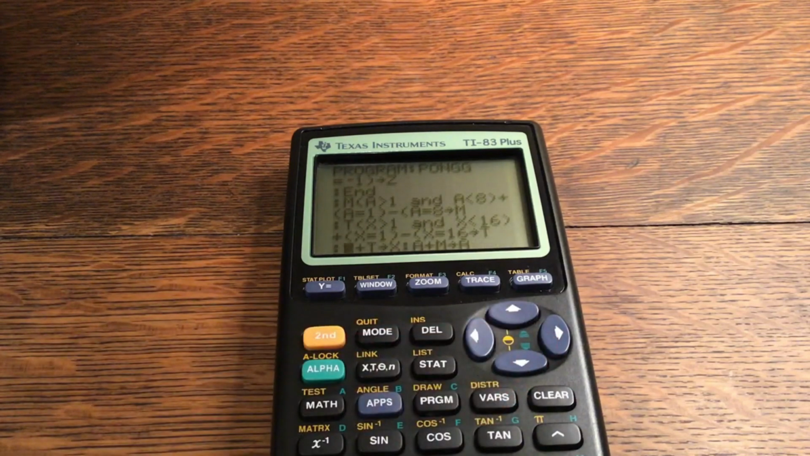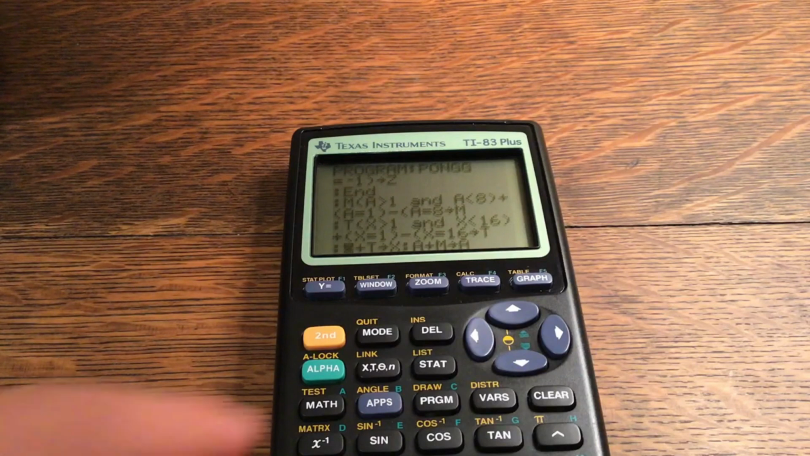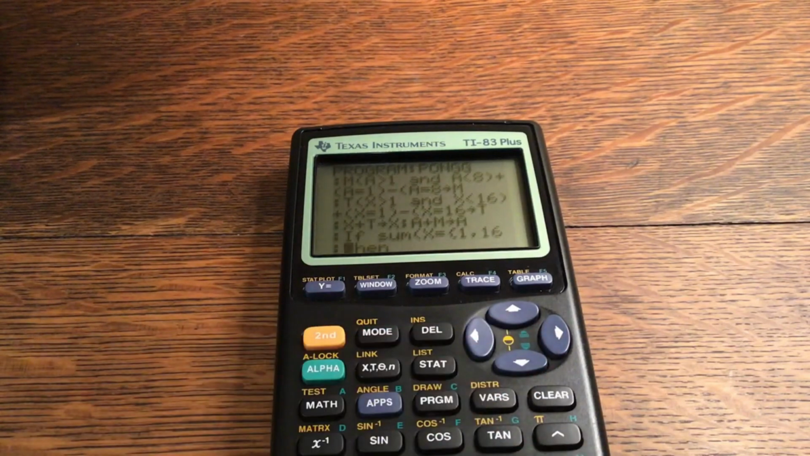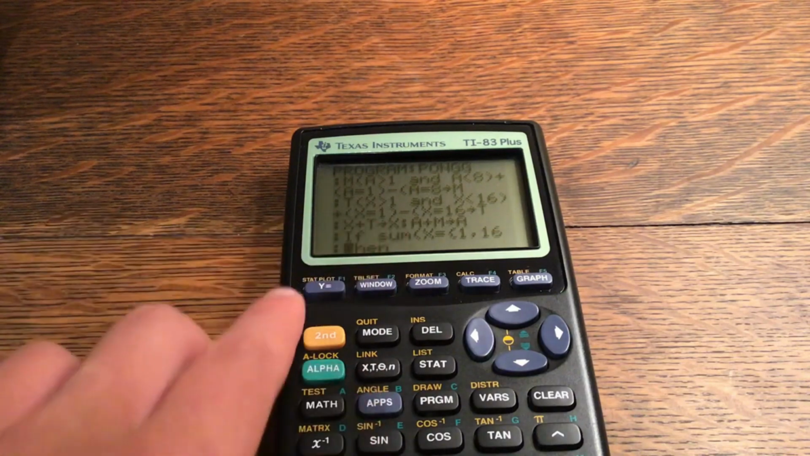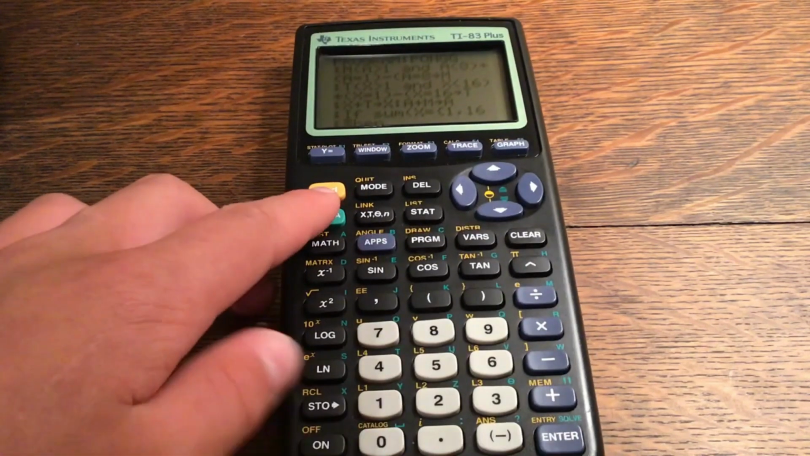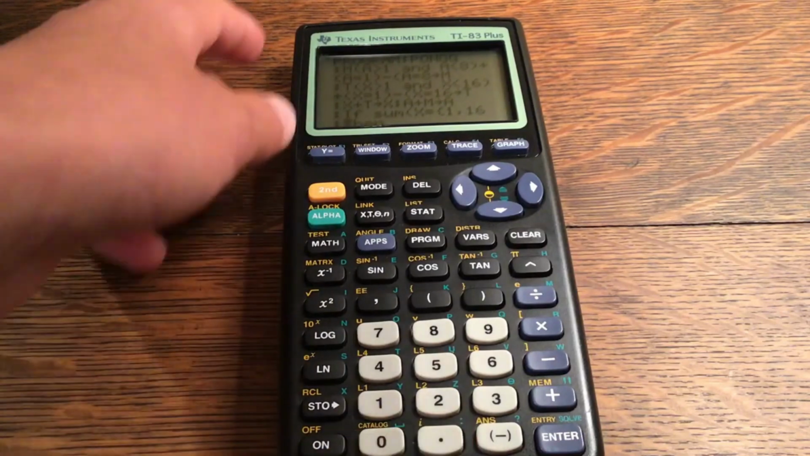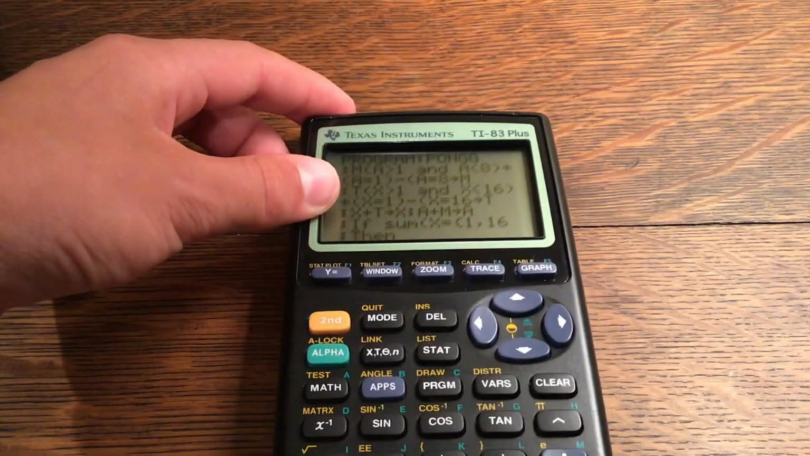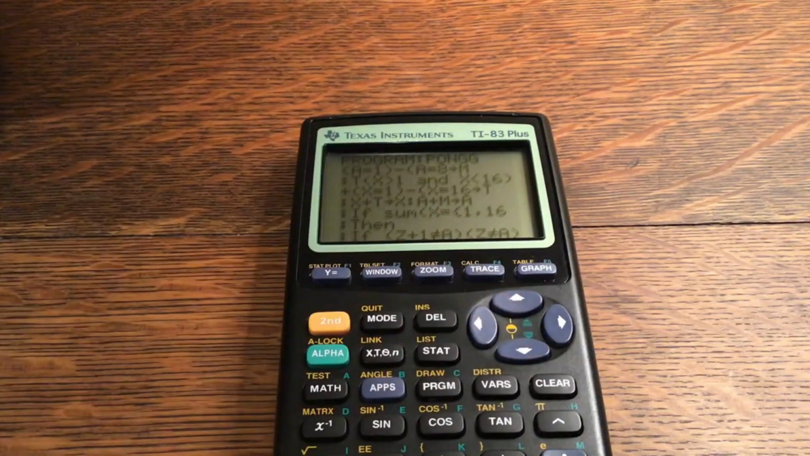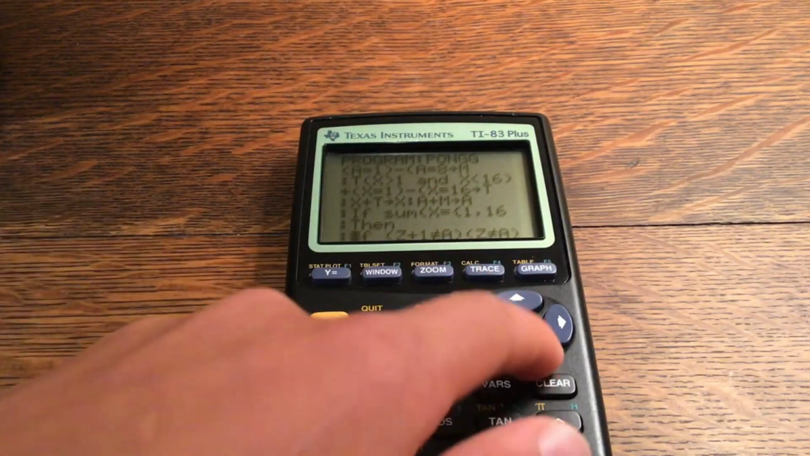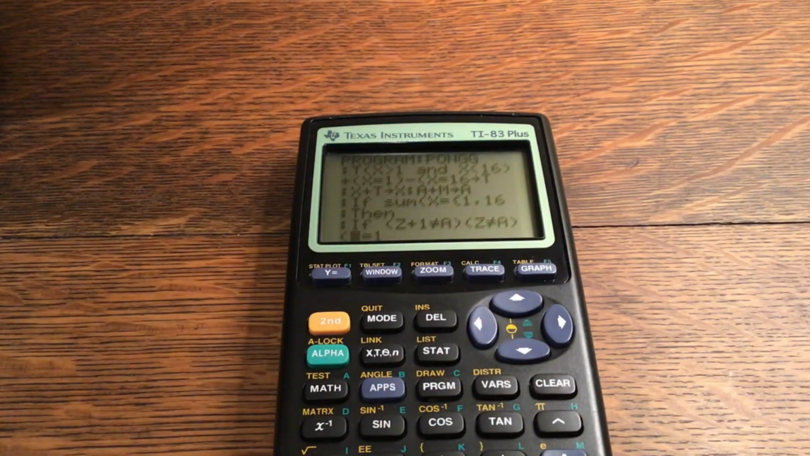T multiplied by X is greater than 1 and X is less than 16 plus X is equal to 1 minus X is equal to 16 stored into T. X plus T stored into X, A plus M stored into A. And if you need to know where to find the colon, you can click alpha and the period, which will give you that colon. If sum of X is equal to 1, 16, then if Z plus 1 is not equal to A, and Z is not equal to A, and X is equal to 1.